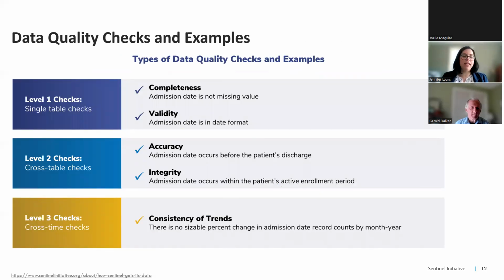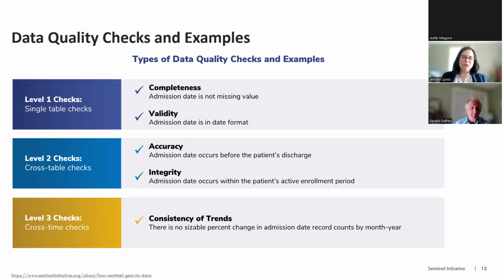And there are 3 main levels of checks we conduct as part of this quality assurance package. Level 1 is the most basic, where we look within single tables. And this is looking to see, are the data elements complete? Are they in the formats we expect? Basically, is the common data model format being followed? And then the checks get increasingly complex.